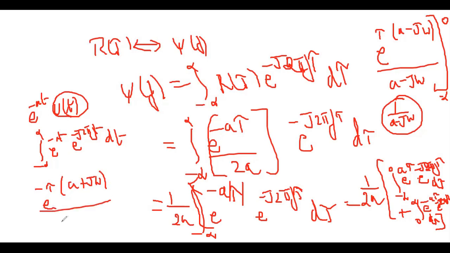Apply the integral for this one, you'll get a plus j omega with upper limit infinite, now the lower limit is 0. Upper limit you can substitute infinite, it becomes 0 minus, so minus 1 by a plus j omega we got. This is the second function. Now you can apply here.